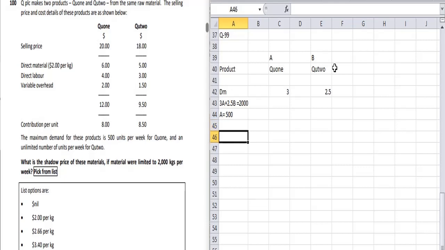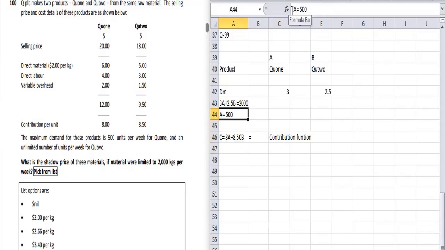The other equation we have to make is the contribution function. The contribution is 8 for Q1, so 8A, plus 8.50 for Q2, so 8.50B. First we need to calculate the optimum production plan, meaning how many units of A and B should be produced so that our contribution is maximized. So C equals 8A plus 8.50B. This is the contribution function, and our objective is to maximize it.